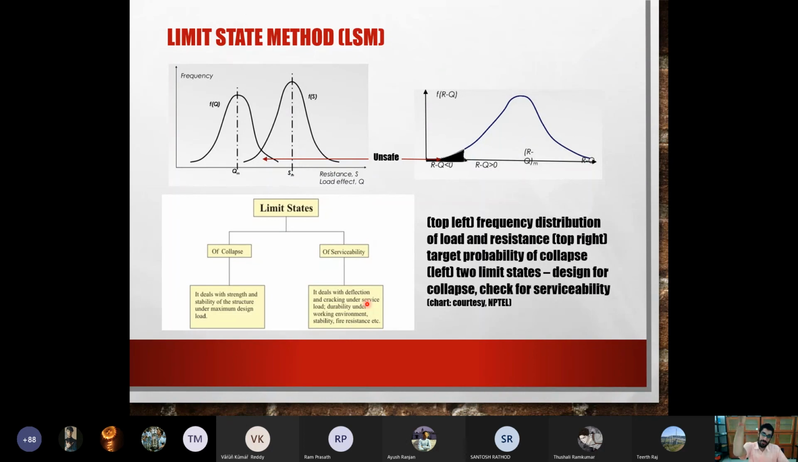You may want to hang some lights or some fans or some other services. If it deflects, all those things will get damaged. Whatever fittings you have kept may get damaged. Such kinds of issues are there. Water may stagnate if it deflects downward. So these kinds of issues are known as limit states of serviceability. So there are some limits placed on serviceability as well.